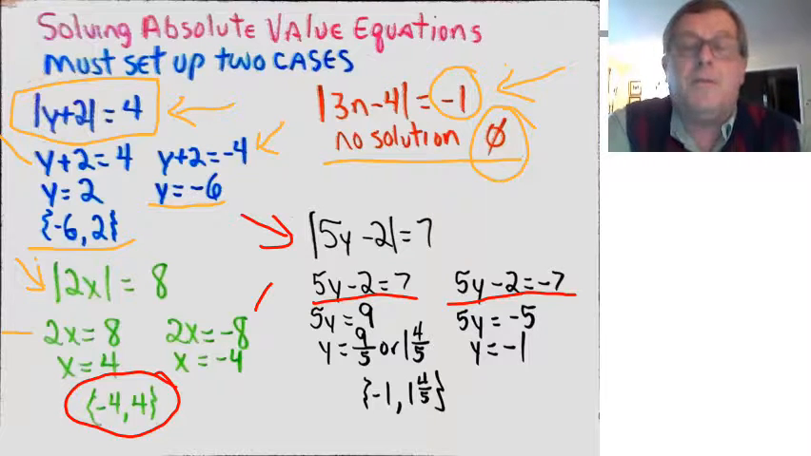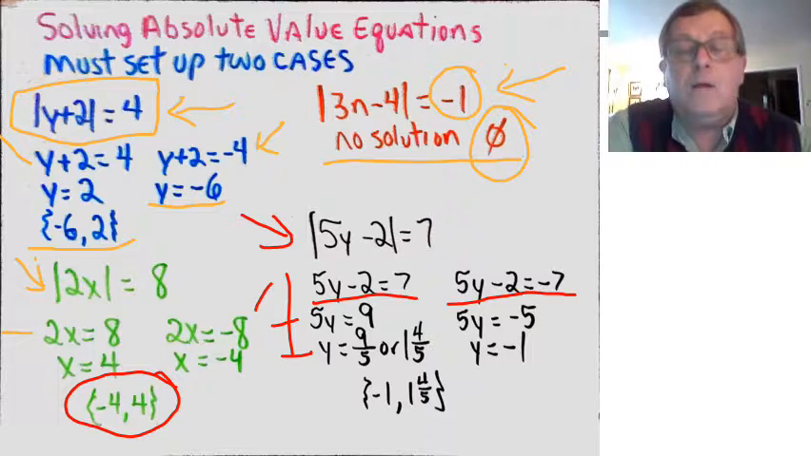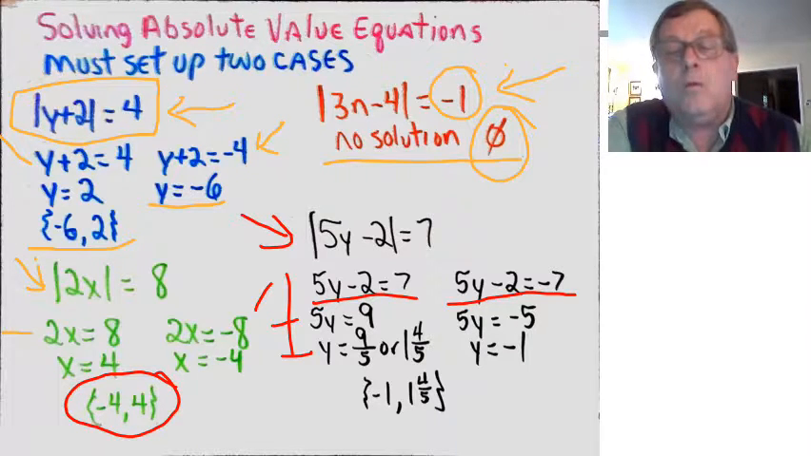All right, first step, I'm going to stay over here on this left side first, case 1. 5y minus 2 equals 7. I'm going to add 2 to both sides. I got 5y equals 9. And now I'm going to divide both sides by 5 to isolate the y. And y equals 9/5, or 9 over 5, or 1 4/5.